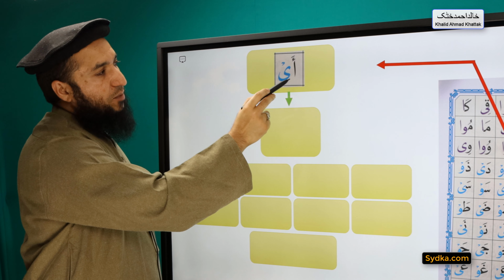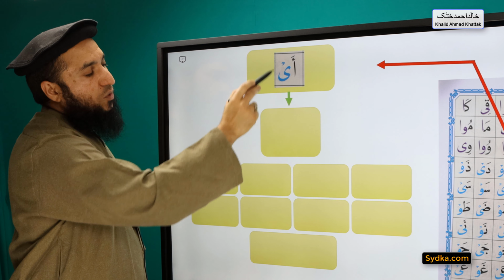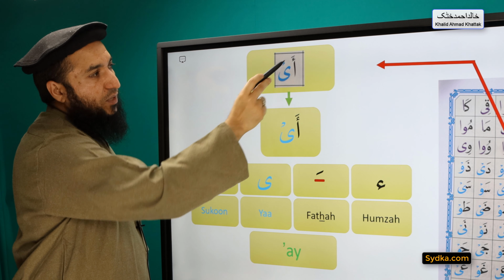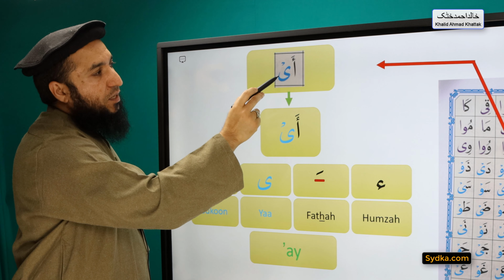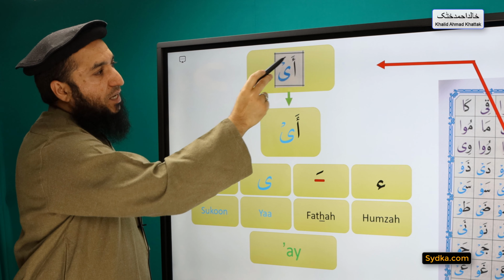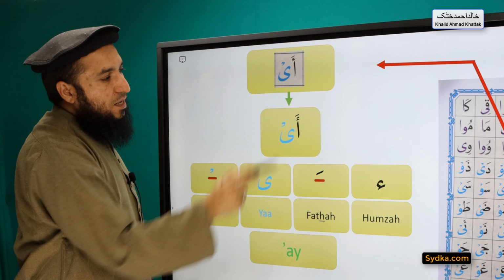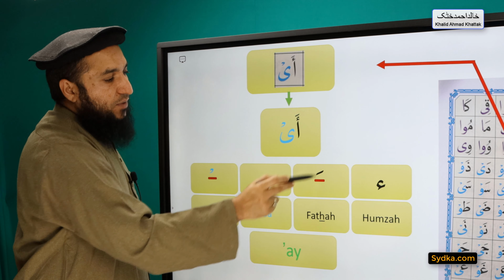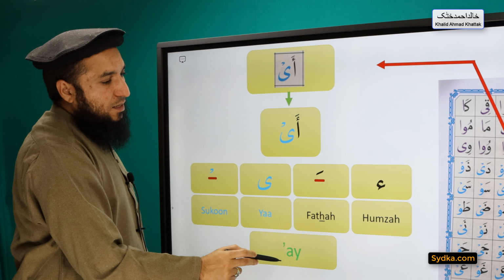So we have another syllable, that's Hamza Fatha Ya Sukoon Ay. Hamza is a light letter, it has Fatha on top of it, and this alif is silent here, and it is followed by Ya, and Ya has a Sukoon. Hamza Fatha Ya Sukoon Ay.